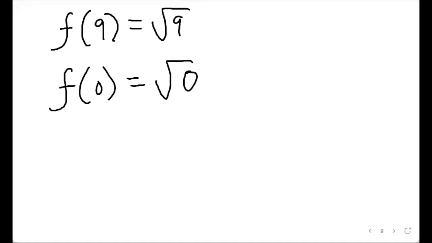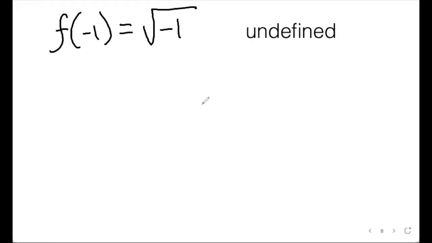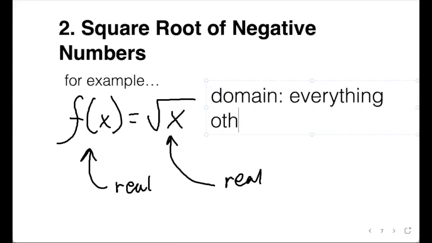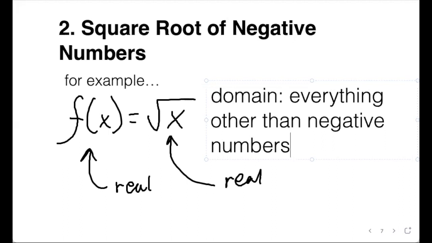That is undefined. But could we do the square root of like 9, for example? Of course, we could do the square root of 9, right? That's 3. And we could even plug 0 in here. That would be 0. So I think negative numbers are the only thing we are not allowed to do the square root of. So the domain here is going to be everything other than negative numbers. We are allowed to plug in anything other than negative numbers.